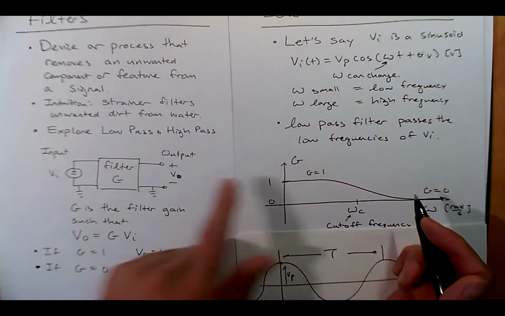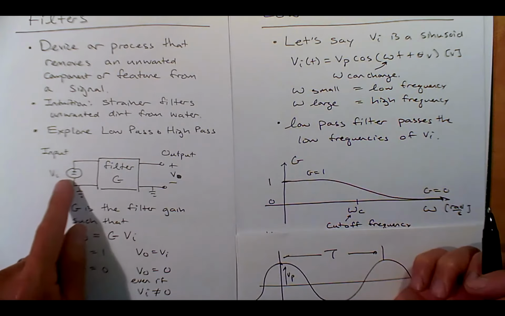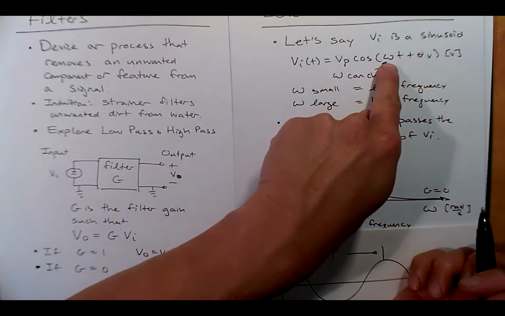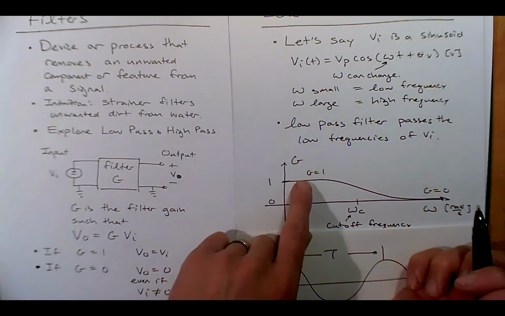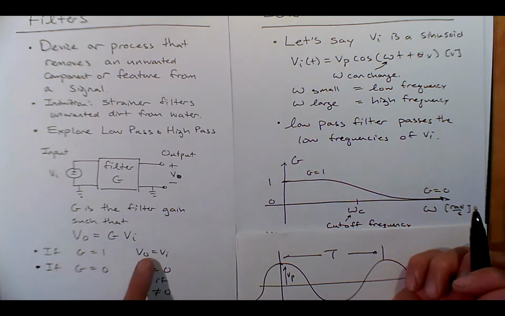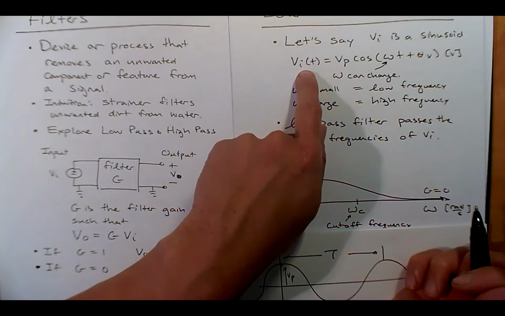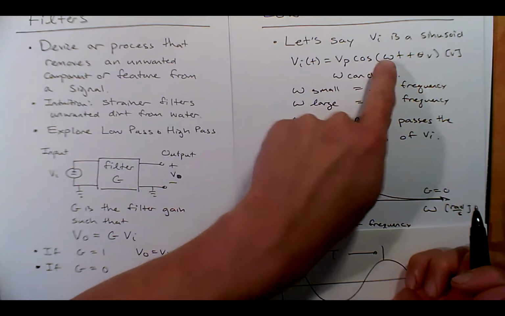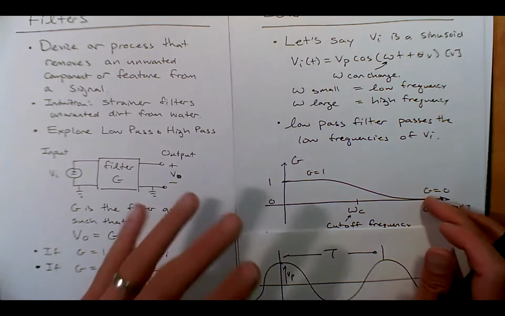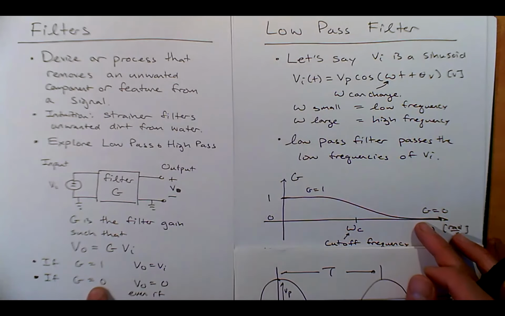If I have G, which is this gain, and at low frequency, so if this input has a small number here, then I have a gain of 1. And if I have a gain of 1, the output equals the input. If I am shaking, or this frequency is shaking very fast, a large number here, then what's going to happen for a low pass filter is that the gain will be closer and closer to 0, which means the output gets closer and closer to 0.